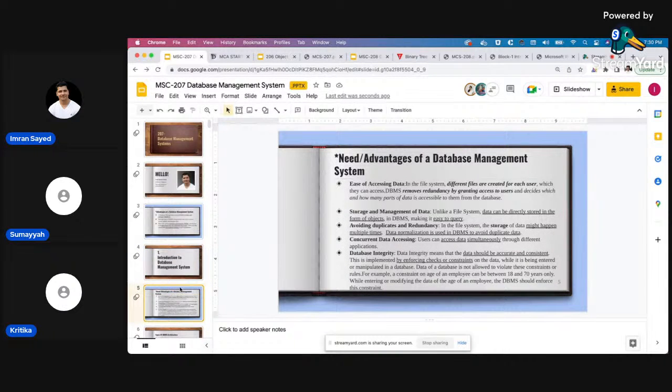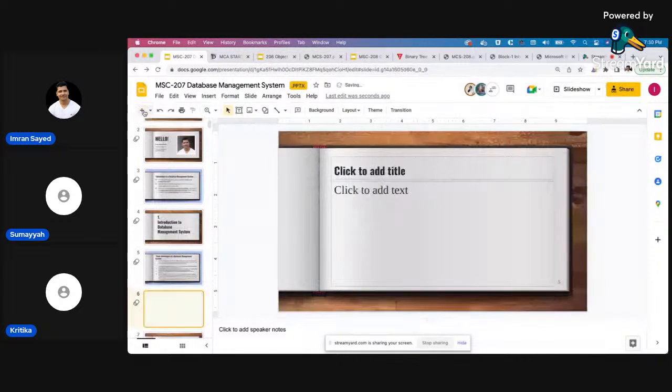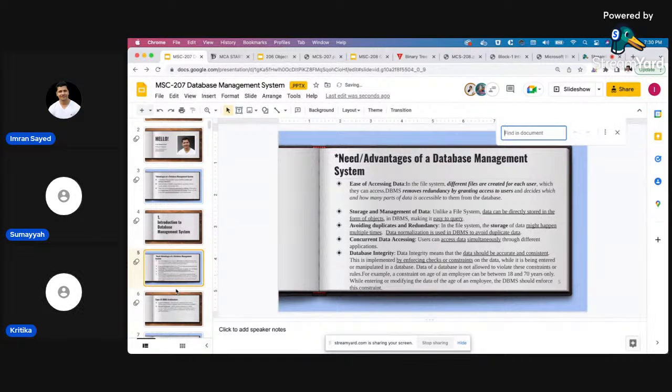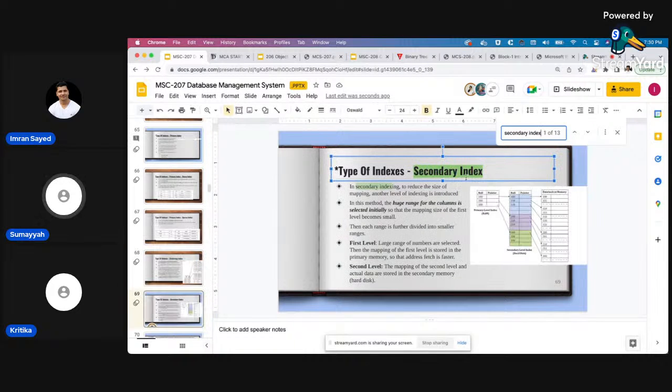Secondary index is slide 69. I don't know if that is the one you're talking about. Do you know how to go to the one after it, slide 70? You can do control command F and find the slide number. Oh, this is find in document. You can type secondary index. It's slide number 70.